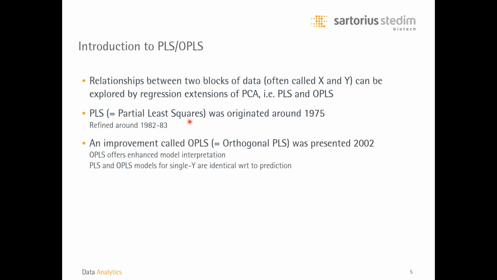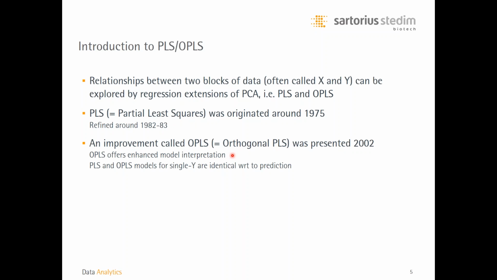PLS, first of all, is short for partial least squares, and it was originated around 1975 by Herman Wold, who is or was a professor of econometrics at Uppsala University in Sweden. In the early 80s, it was refined and improved to become what it is today by, amongst others, his son, Professor Svante Wold. And about 20 years later, there was another improvement which was given the name Orthogonal-PLS, which was introduced around 2001-2002, and that was developed by Professor Johan Trygg.